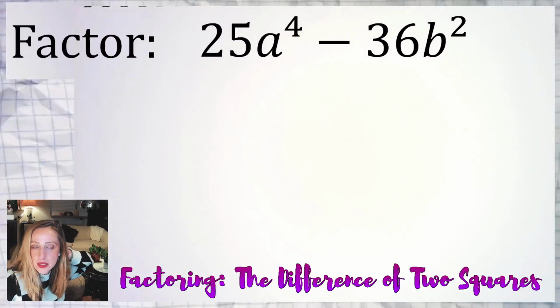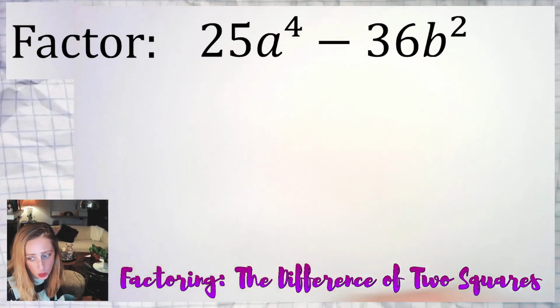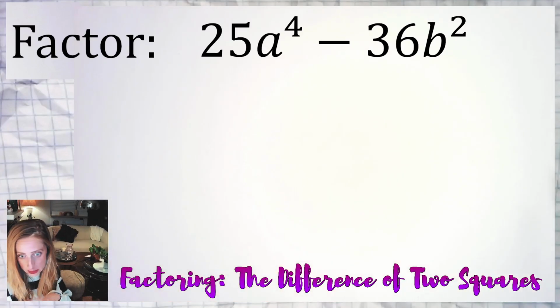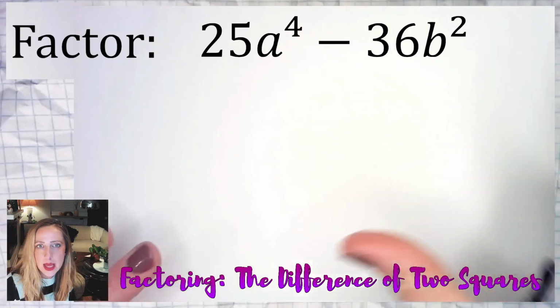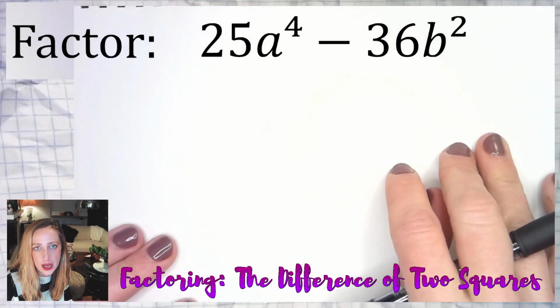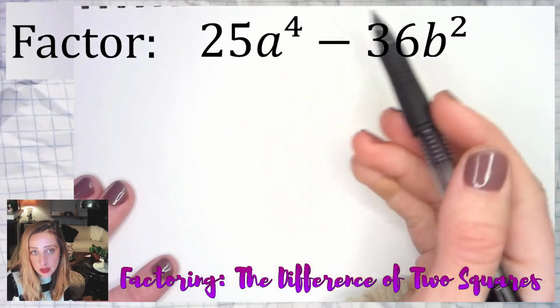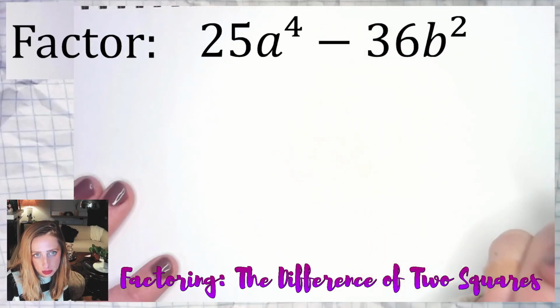Hey guys, in this video we are going to factor the expression 25a to the fourth power minus 36b to the second power. So what you want to notice, what I have as a little subtitle on the bottom, is that this here is the difference of two squares. So what does that mean for us? Well, we can factor this using what we call conjugates.